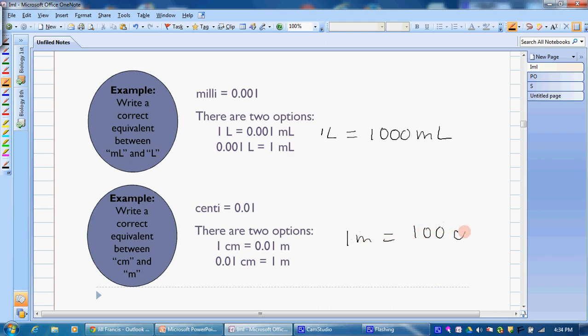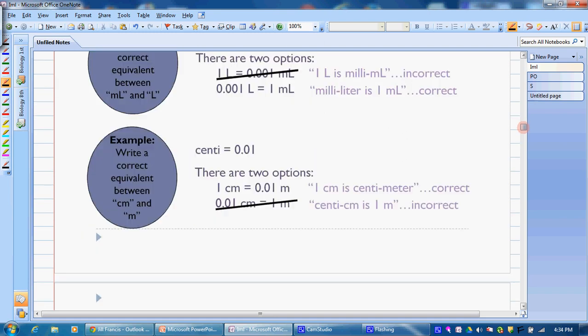I think this way is simpler because, again, you're going to look at the unit that's bigger and your 1 goes with that, so 1 liter, and then you know milli means 1,000th, so you have to have 1,000 of those to make up 1 of this. Centi means 1/100th, so you have to have 100 centimeters to make up your meter. The meter is the larger unit. Okay, so I like to think of it that way.